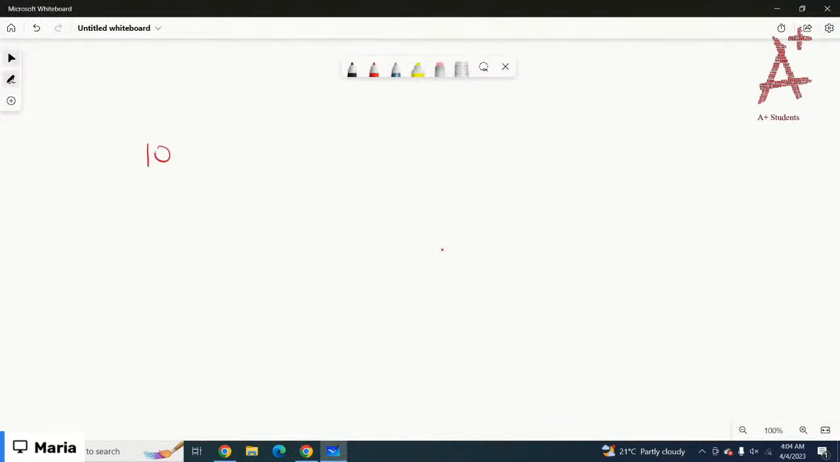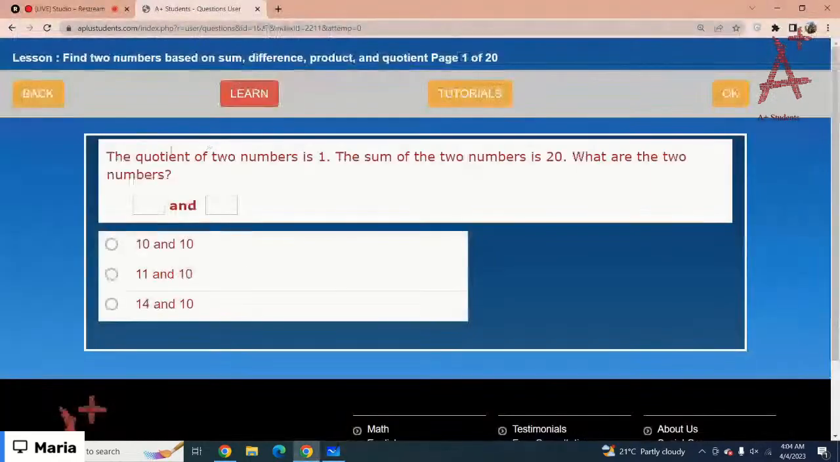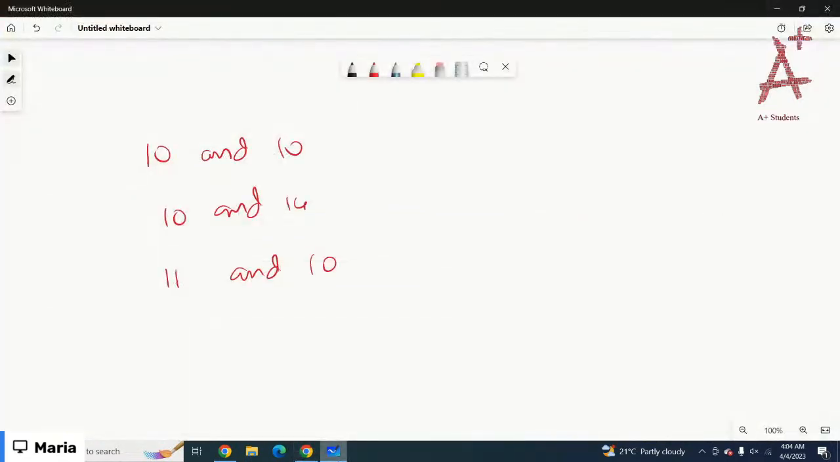Okay, the options are 10 and 10, 10 and 14 and 11 and 10. So the question is the quotient of two numbers is 1 and the sum is 20. Quotient means when you divide them, the answer is 1. Quotient is 1 and the sum is 20.